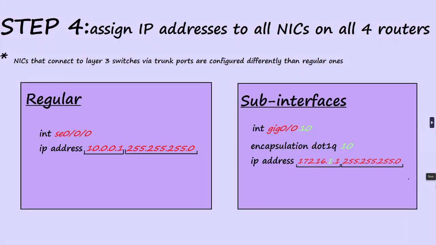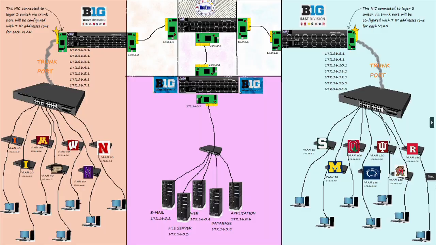That's pretty simple. Step 4, you're going to assign IP addresses to all network interface cards on all 4 routers. Remember our first diagram there? Each router has several network interface cards, and then those ones that are connected via the trunk port to the layer 3 switch will be configured slightly differently with sub-interfaces for each VLAN.